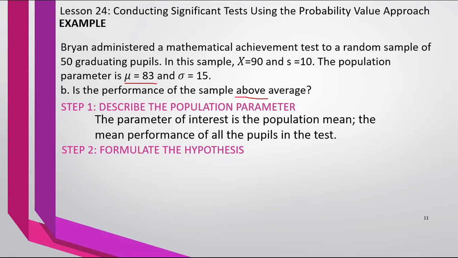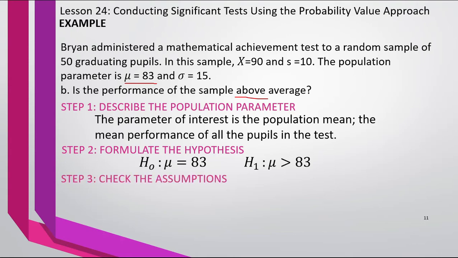Ang hypothesis natin dito ay, very good. The null hypothesis is that the mean is equal to 83 and that the alternative hypothesis is that the mean is greater than 83. Bakit greater than? Kasi ang tinatanong is the performance of the sample above average. Kuha ba? Okay, good. Next, step 3.